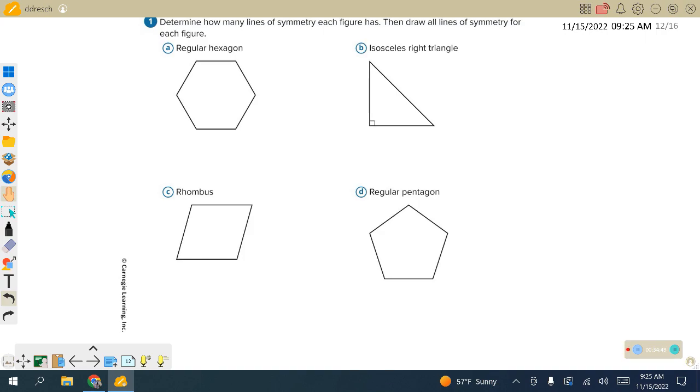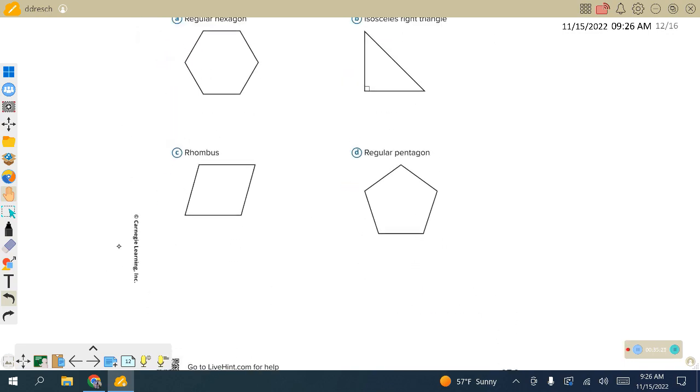Okay, how about lines of symmetry? I'm going to give you a minute. I'd like you to draw in the lines of symmetry for these four. We have a few different shapes there. All it says is line of symmetry, so just reflection symmetry. Don't be worried about the rotational.